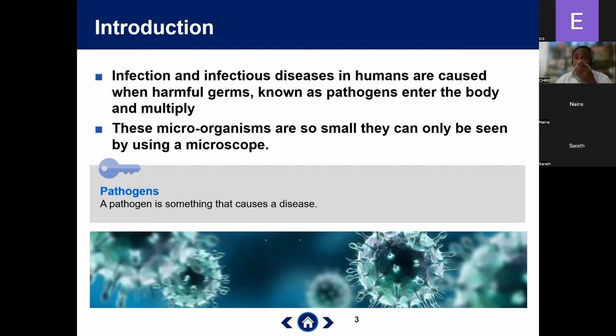All right. So infections and infectious diseases in human beings are caused by harmful germs, okay? And the germs are known as pathogens. And they enter the human body. And once they enter the body, they begin to multiply. So the best thing to do is to make sure we don't allow germs to enter the body. Because once they enter the body, they begin to multiply. And that is the main reason why we should have infection prevention and control.